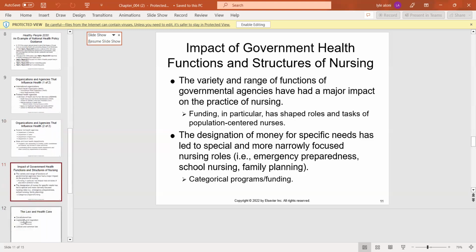The impact of government on health and functions of the structure of nursing. We have a variety and range of functions that have a major impact on our practice of nursing. The designation of money for specific needs has led to special and more narrowly focused nursing roles, which we take a look at.